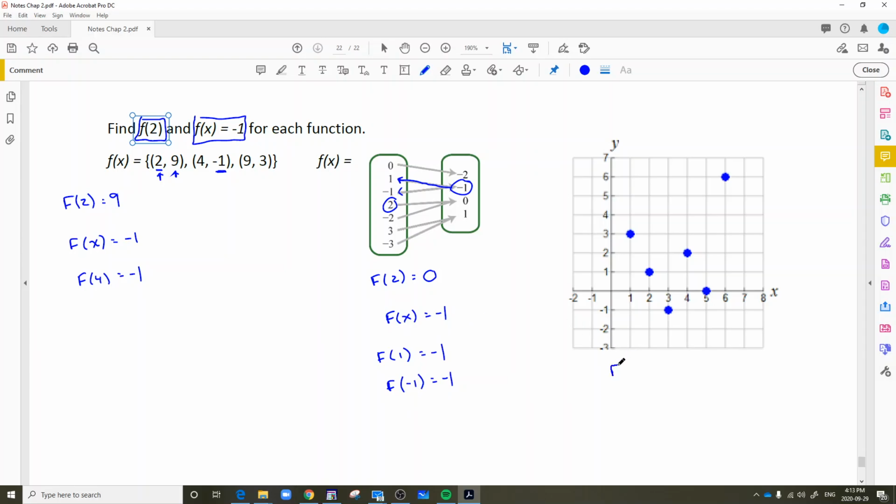Then you could be asked it as a graph. If I asked you to find the value of your function at 2, you'd be looking at when the x value is 2, what's your y value? And you'd find that it's 1. If you were told the value of your function of x is -1, you'd look at where's your y value -1, and you'd say, oh, at 3. So the value of your function at 3 is -1.